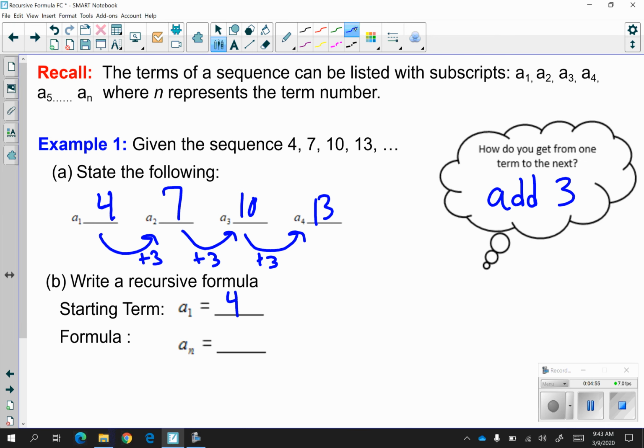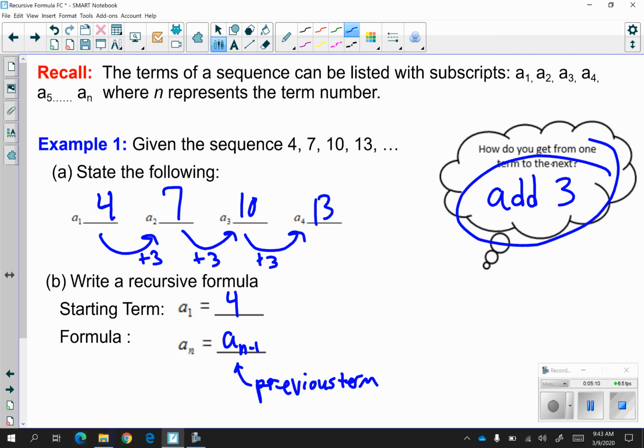So I'm going to go back and I'm going to write my previous term. And then what are we doing to the previous term? We said we're adding 3. So I'm going to add 3. Your subscript should be tiny, a tiny n minus 1, and the plus 3 is a normal size. And both pieces, everything here in the box, is your recursive formula.